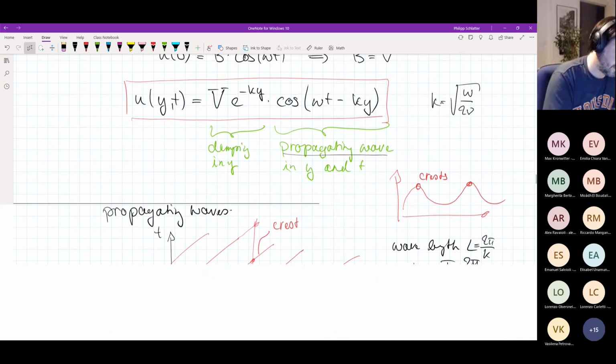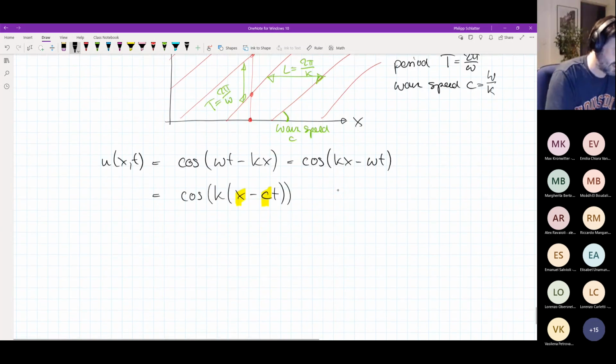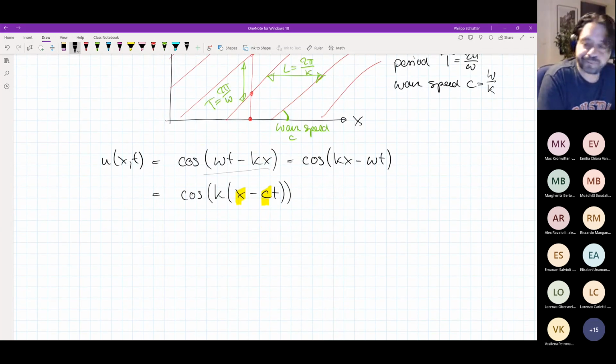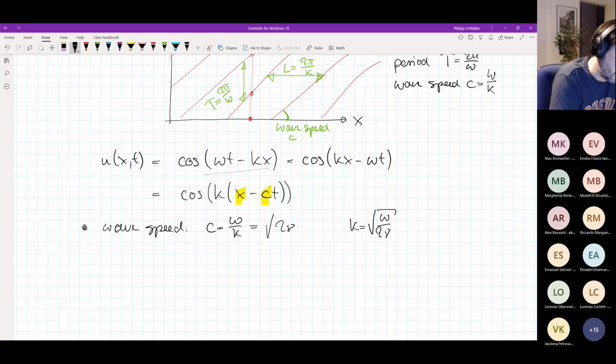And of course, if we compare what I have here for the propagating wave, cosine omega t minus k y, it is exactly the same as I had here. So now for us, if we talk about the wave speed, in our case c is omega divided by k, and if we assume that this k is the square root of omega divided by 2 nu, this omega divided by k becomes the square root of 2 nu times omega.